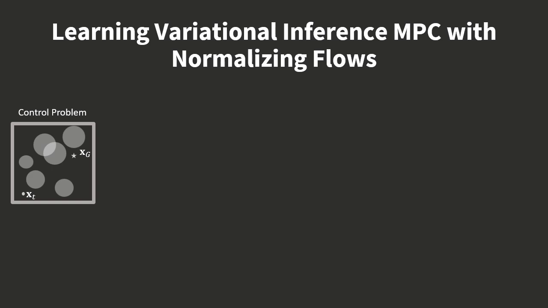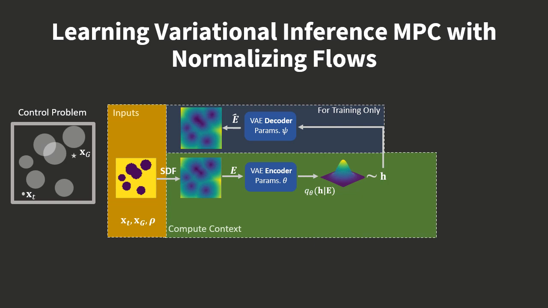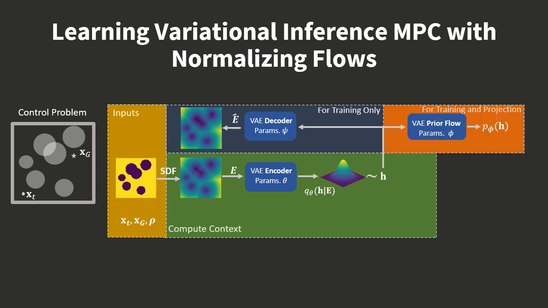Now I will go through our proposed sampling method. The inputs are the start, goal, cost parameters, and environment. We use a variational autoencoder to encode the environment to a latent representation H. We use a normalizing flow as the latent space prior learned during training. We encode H, the start, goal, and cost parameter, to a context vector.